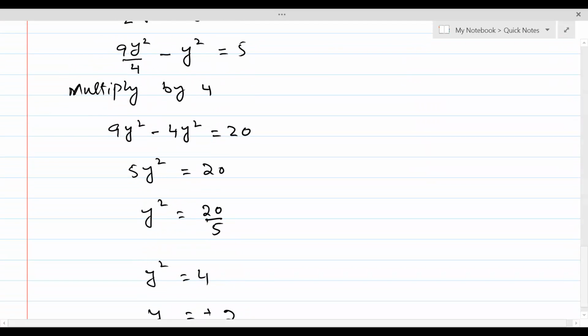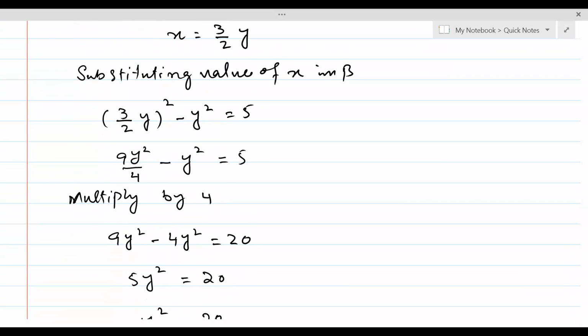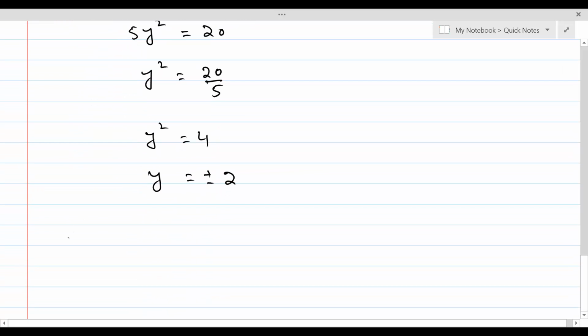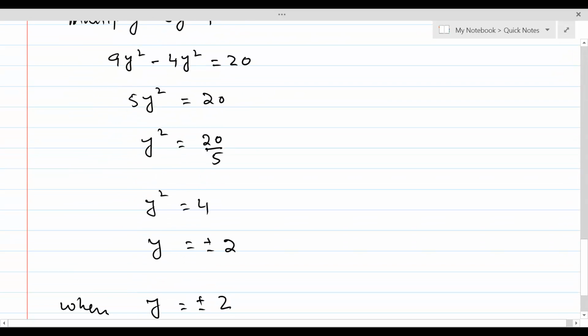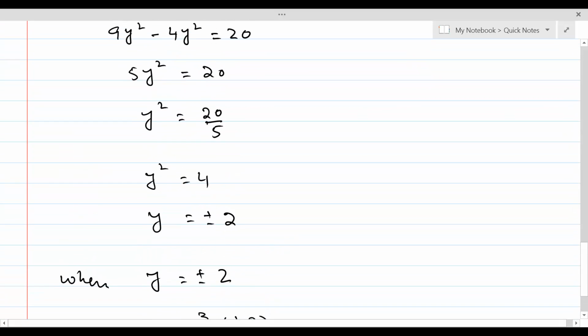When y is equal to plus or minus 2, we can get the value of x from x equal to 3 by 2 y. When y is equal to plus or minus 2, x is equal to 3 by 2 times plus or minus 2. So this will be equal to plus or minus 3. So we have a solution set for these values, and now we are going to take a look at the other part of this system.